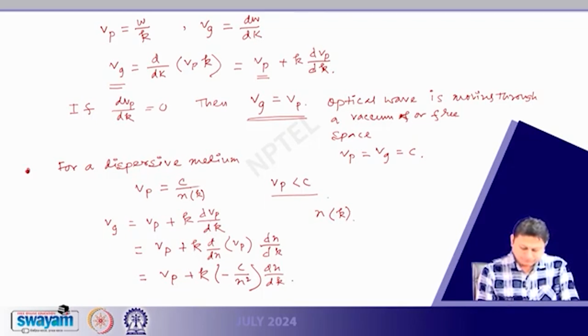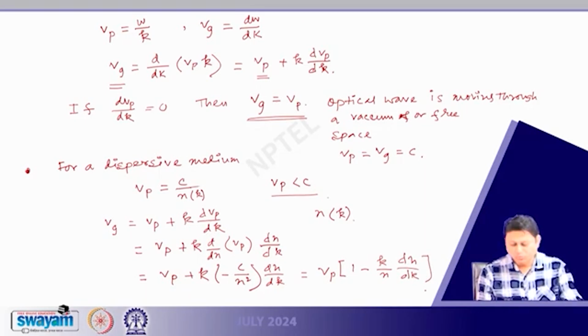So from here I can also find that C by n, I can write it is Vp, and this expression simply gives us Vp. If I take Vp common, then 1 minus K by n dn dk.